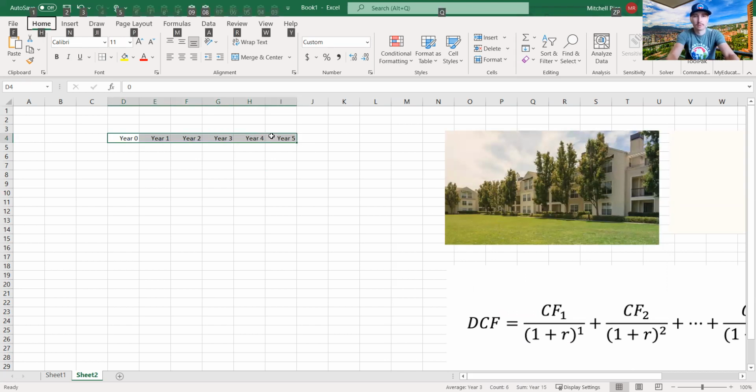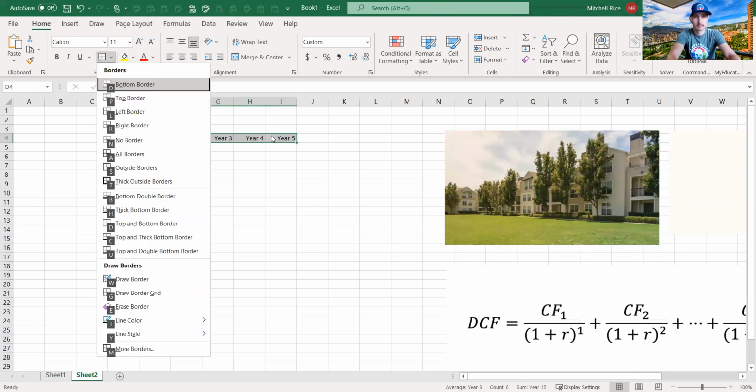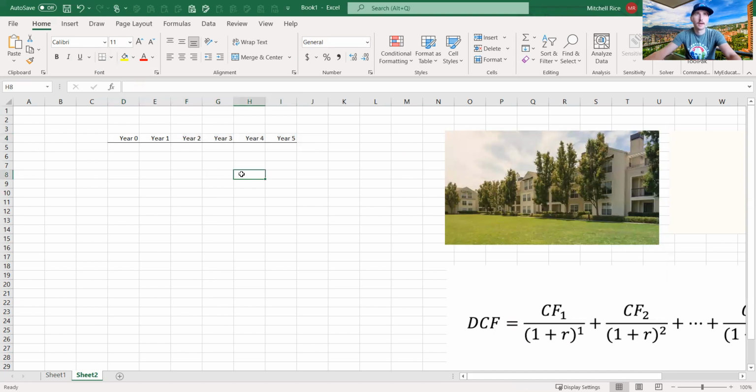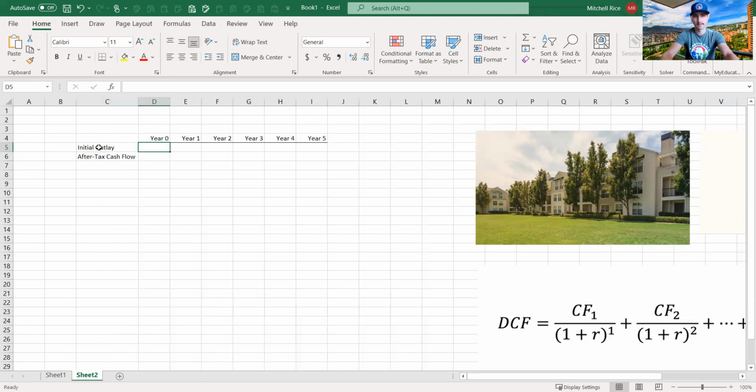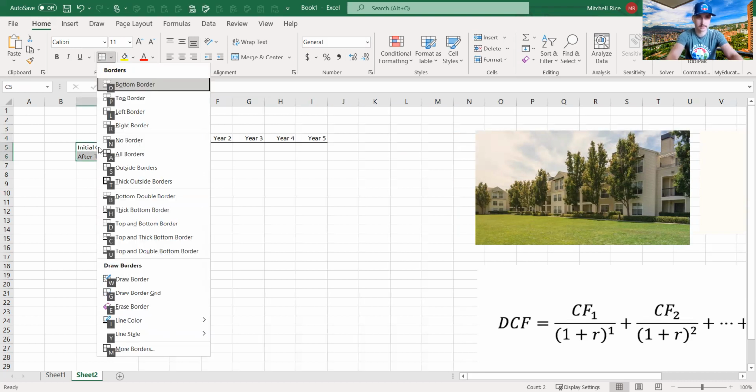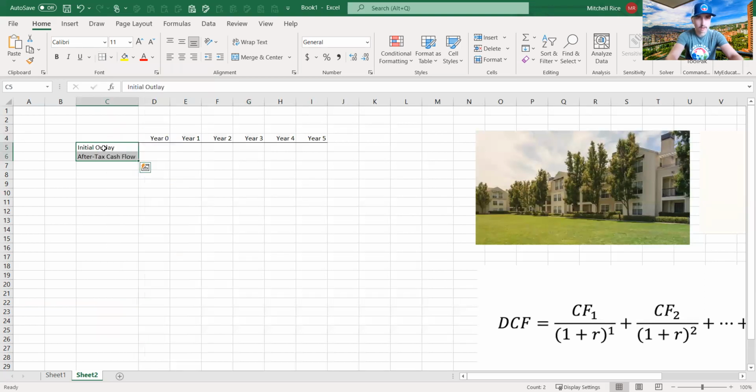Let's do Alt HB, throw on a bottom border. And then right here, we'll have an initial outlay. Here we'll have an after tax cash flow. Shift both of these, Alt HOI to resize. Alt HB, let's do a side border right here just to make it look pretty. Let's see, right border R.